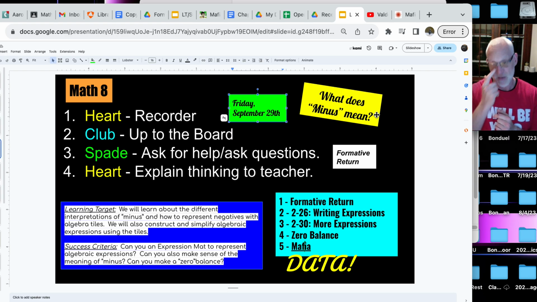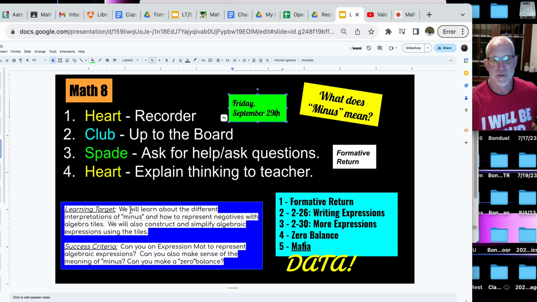So today, the first thing we're going to do is take a look at your formatives from yesterday, get those back in your hand, and make sure we go through those and understand everything on that assessment. After that, we're going to write some expressions, and then we're going to write more expressions, and then we're going to talk about a zero balance, and time permitting, we're going to play a game of Mafia.